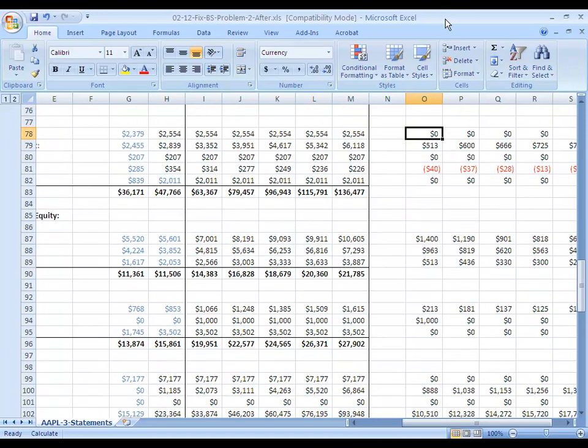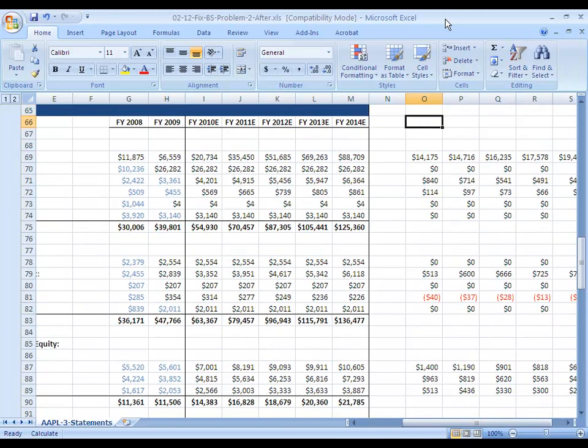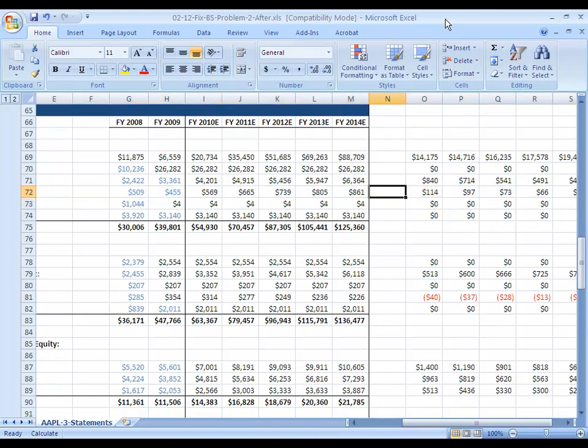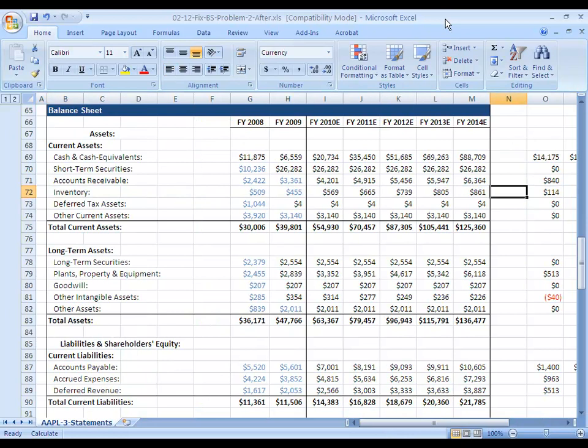Long-term assets is also fine because we don't see a 114 here. And then finally, when we get up to current assets, what jumps out at us is this inventory, because we see a 114 difference from 2009 through 2010 here. So that definitely jumps out.